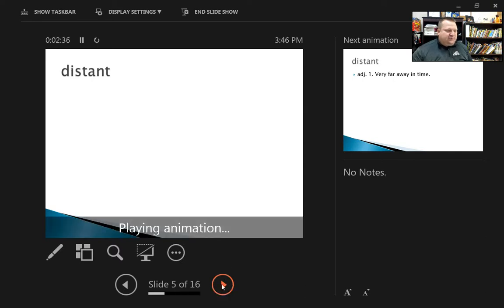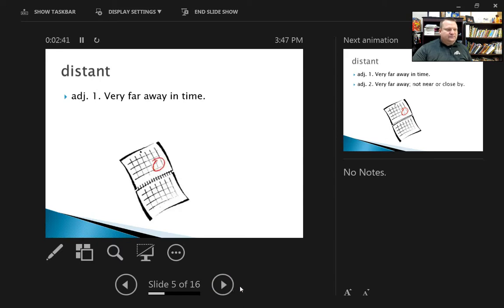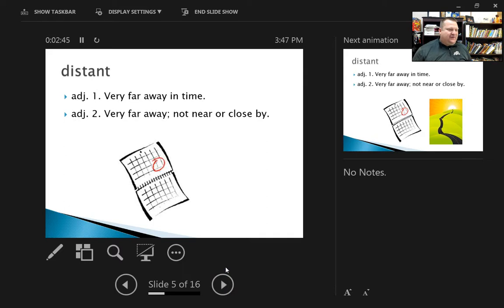Distant is the next word. If something is distant, it is very far away in time. It can also mean that something is very far away or not nearby. Okay? So if I say, yes, we will be able to have our end of the year party in the distant future, which means very far away in time. Okay? So that's the way that distant can be used as it relates to time, but it could also mean an actual physical distance. So two spaces that have a lot of room between them could be distant from each other.